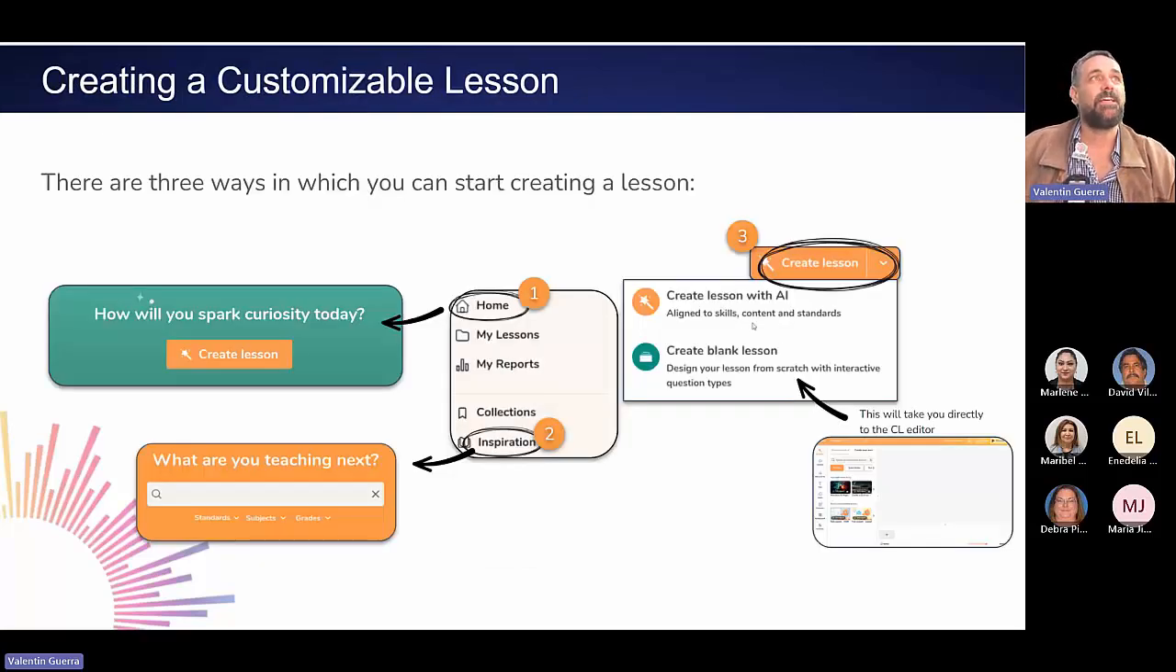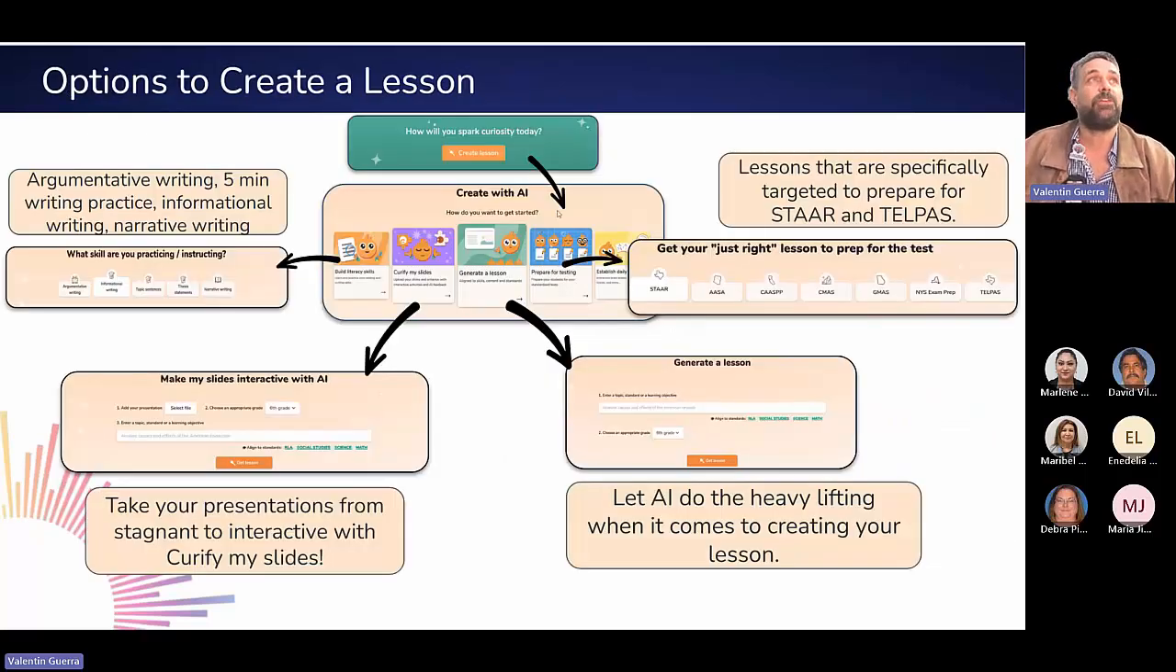So for a customizable lesson, you will go to Home, and it will give you this area where you just create a lesson. In here you will select either to create with AI or create a blank presentation where you can start doing it on your own. But it will also give you different options to have customizable lessons from either a topic or aligned to a specific standard. So this is where you create with AI.